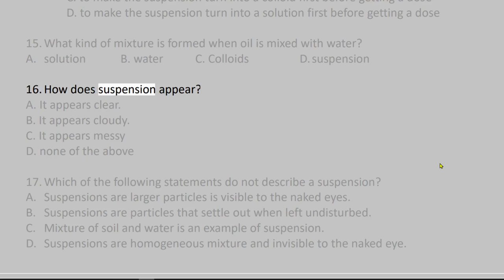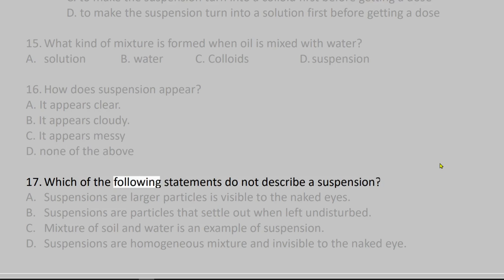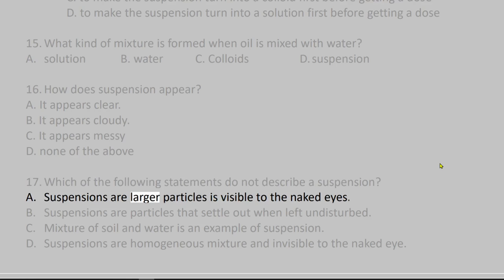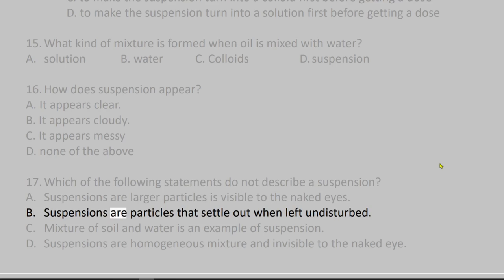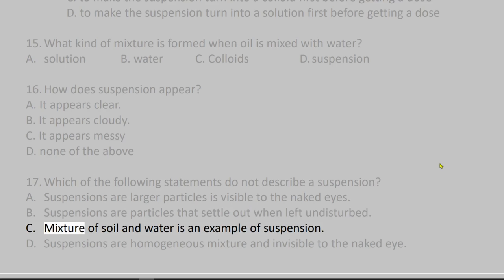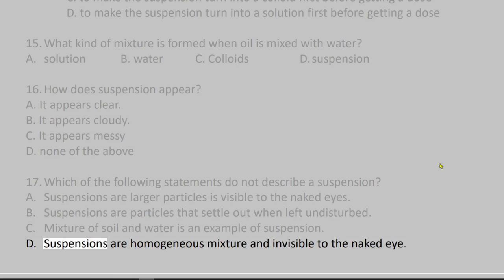16. How does suspension appear? A. It appears clear. B. It appears cloudy. C. It appears messy. D. None of the above. 17. Which of the following statements do not describe a suspension? A. Suspensions are larger particles visible to the naked eye. B. Suspensions are particles that settle out when left undisturbed. C. Mixture of soil and water is an example of suspension. D. Suspensions are homogeneous mixtures and invisible to the naked eye.